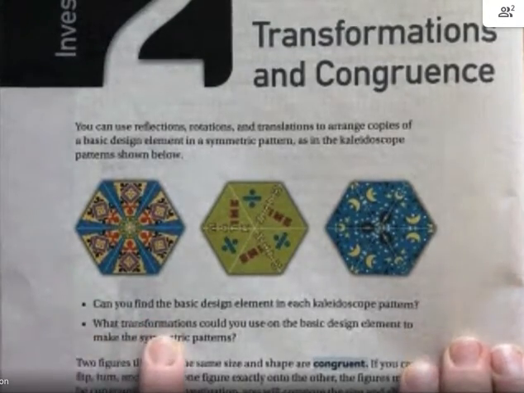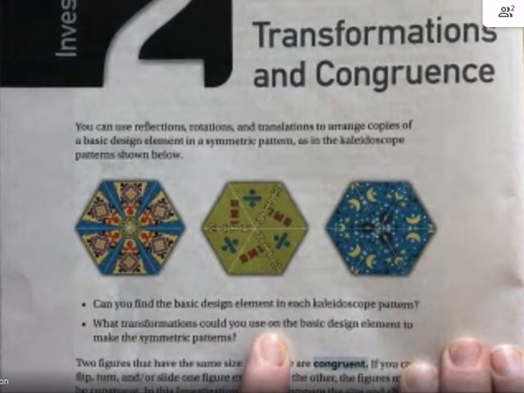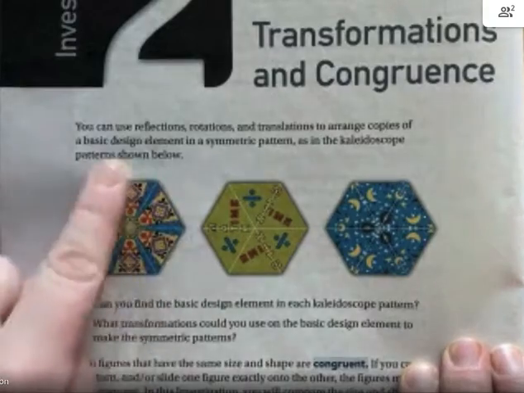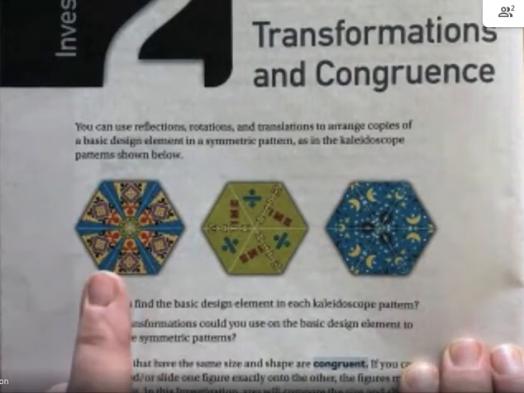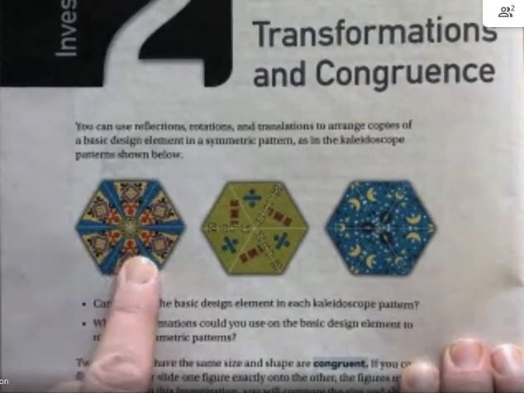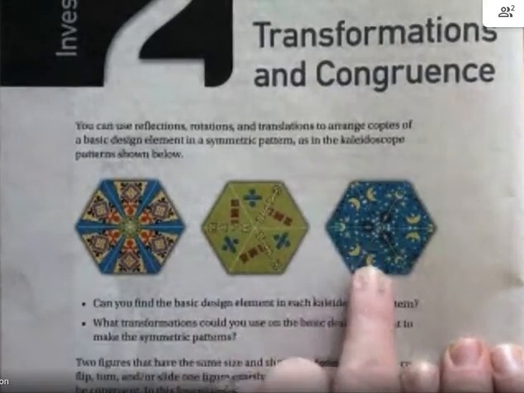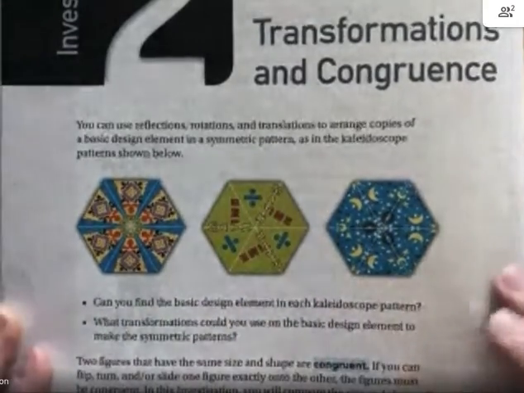Then what transformation could you actually use on that basic design element to make this symmetric pattern? So if I were to look at this one, the rotation, translation, reflection that I need to do for this one is likely going to be different than it is going to be for this one or this one. I want you to identify what those are.